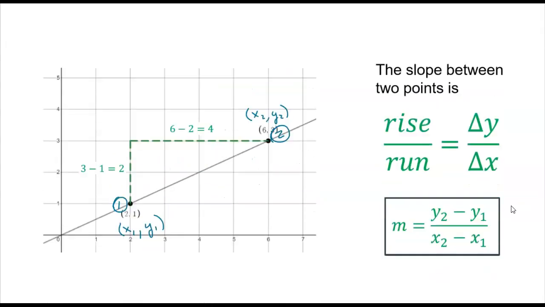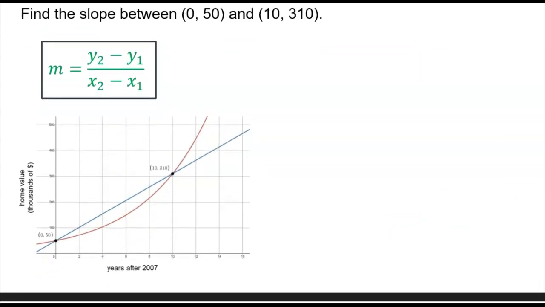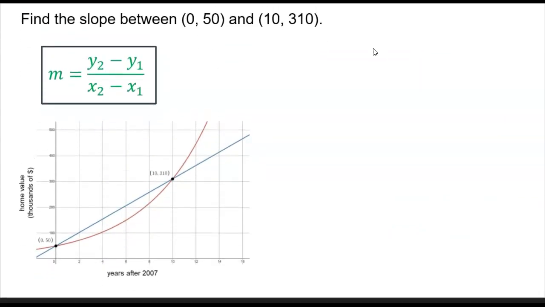Let's look at an example. Let's go back to our real estate example. We want to find the slope between those years we talked about. At year 0, at the beginning, they had a $50,000 home. And at year 10, they had a $310,000 home. Let's find the slope between them.